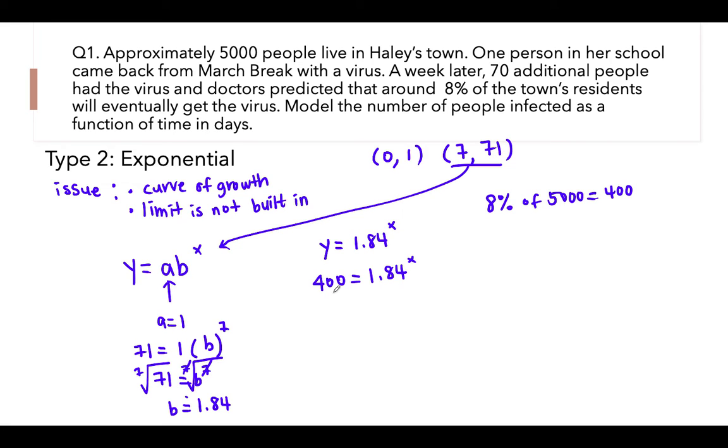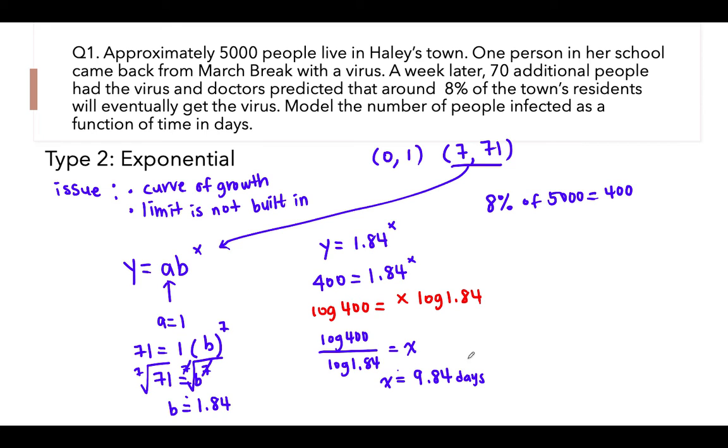Now, again, it's really hard to equate the same base because we have a decimal. So what we're going to do is take the log of both sides. Log 400 equals, so I'm going to bring x to the front, x times log 1.84. So let's divide both sides by log 1.84. So log 400 divided by log 1.84 will give me x. When you punch it in your calculator, x is approximately 9.84 days.